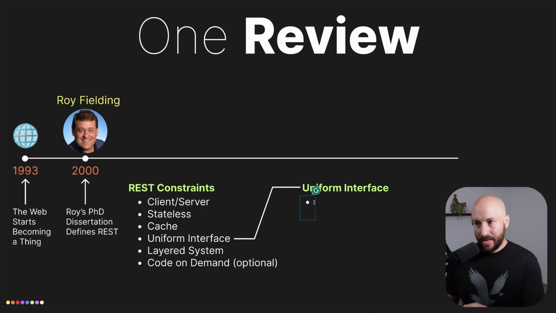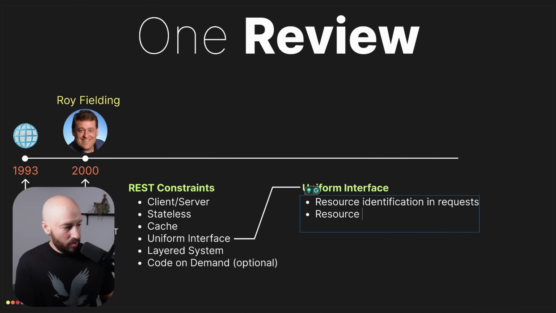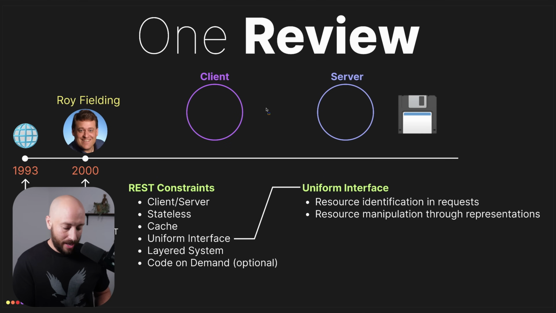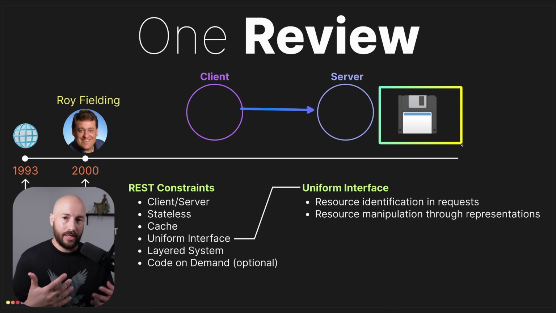The first 2 things have to do with resources. If you've heard of REST, you probably heard about resources. And the first 2 are the following: resource identification in requests, and the second one is resource manipulation through representations. Okay, and here's what these 2 are about. So we have the client working against the server, and the server has internally its database, its own representation of all the various entities and whatever logic that it needs.